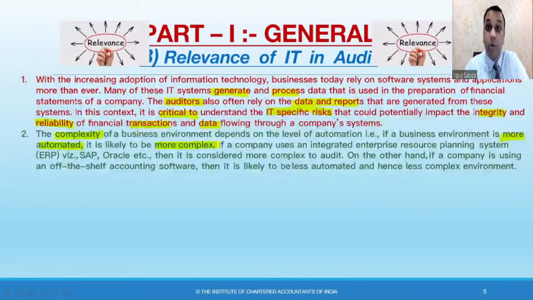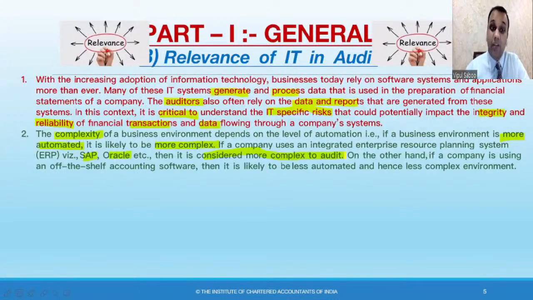So we have heard about accounting softwares like Tally, QuickBooks, Zoho. They are used by smaller enterprises. Tally have their version of ERP as well for big organizations. So as the level of organization increases, the level of automation increases, the software also increases the level. So we have example of SAP, Oracle, higher version softwares. So more automation, more the environment is complex, and therefore it is considered more complex to audit that particular business.